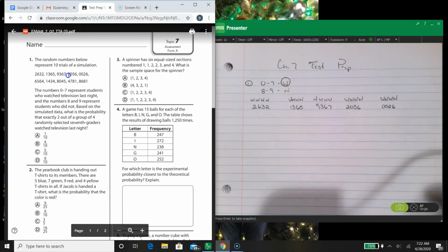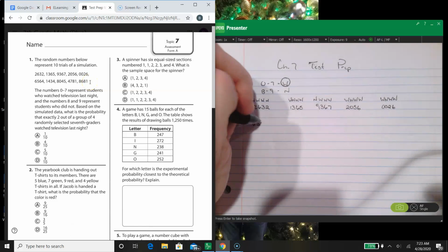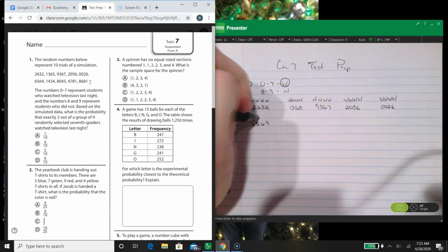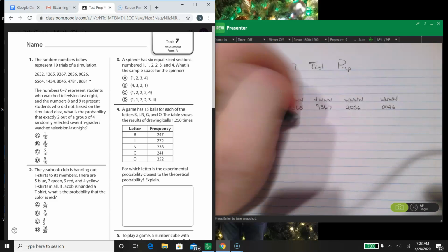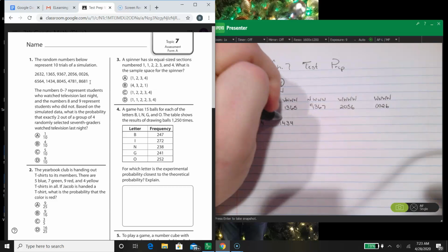So that takes care of this section right here. Let's move on to the next one. So I've got 6, 5, 6, 4. Again, all between 0 and 7. I've got 1, 4, 3, 4. All between 0 and 7.